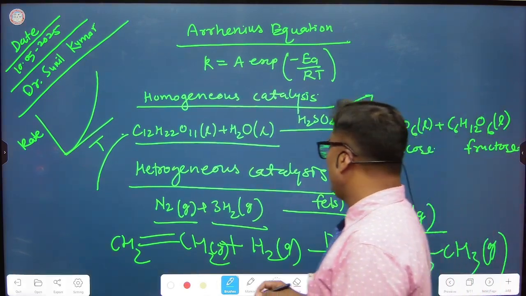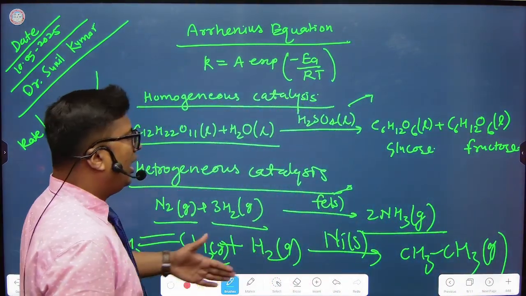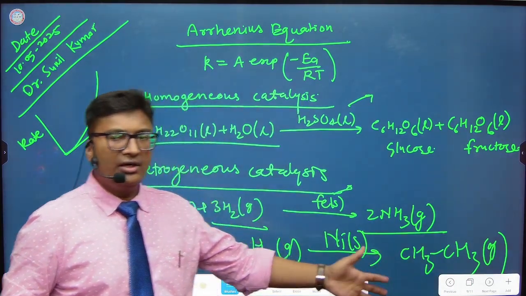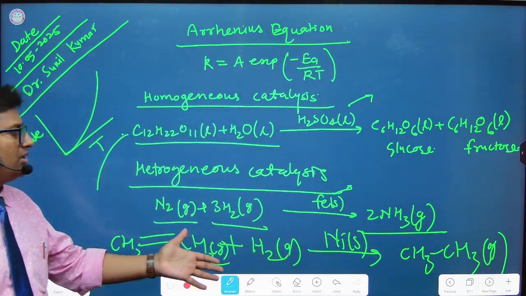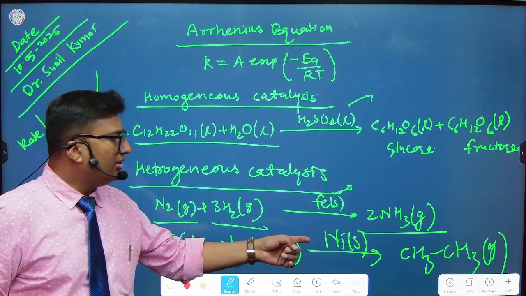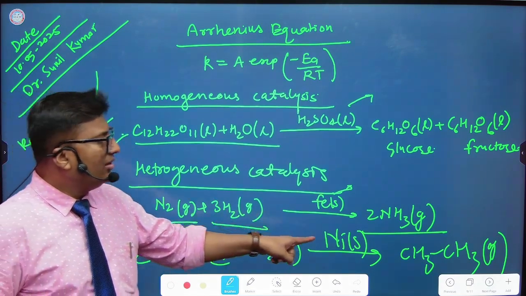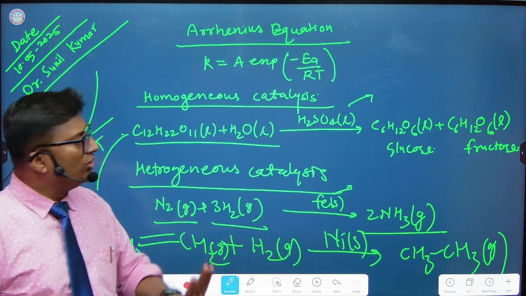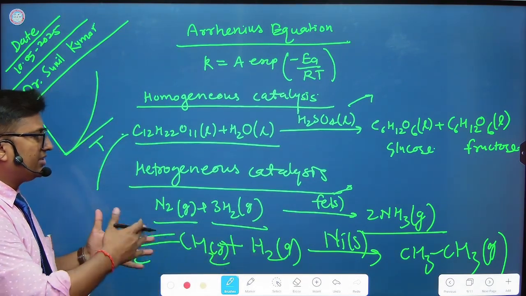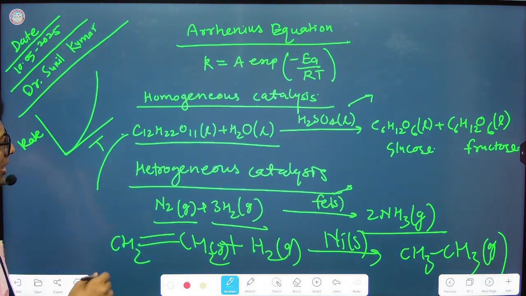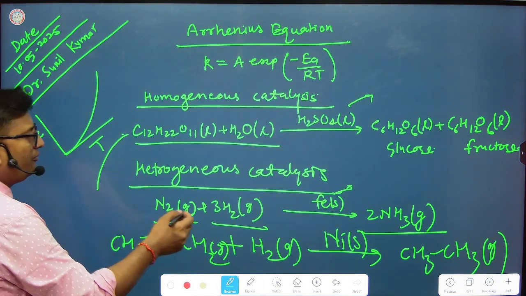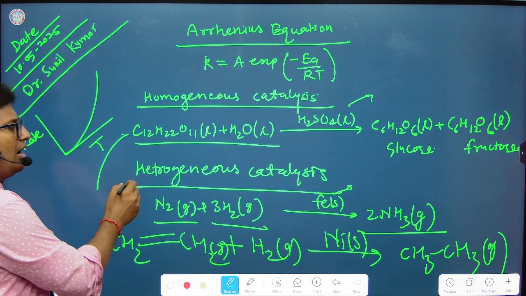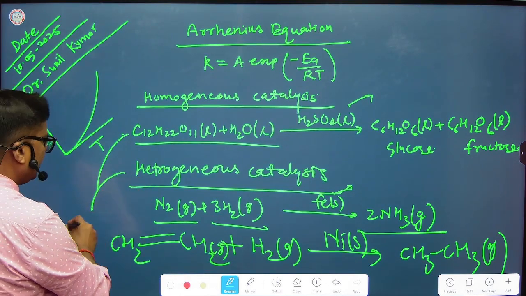So here the reactant molecules and products are both in the gaseous phase, but the catalyst used here, that is nickel, is present in the solid form. So here it is a different phase. So that is why this phenomenon of catalysis is called heterogeneous catalysis, right?